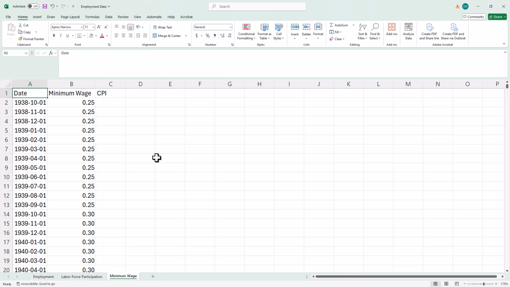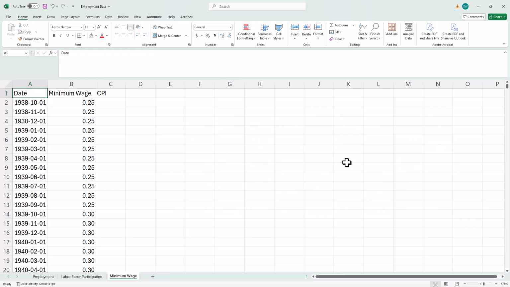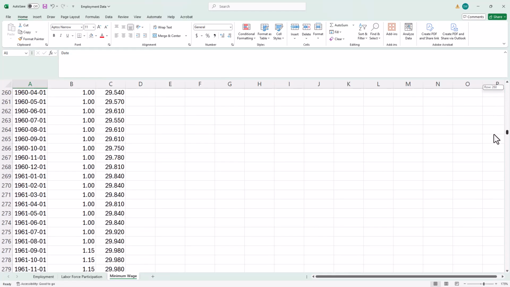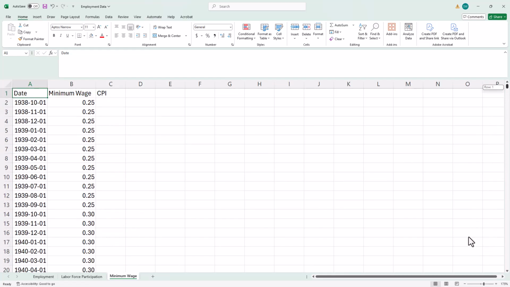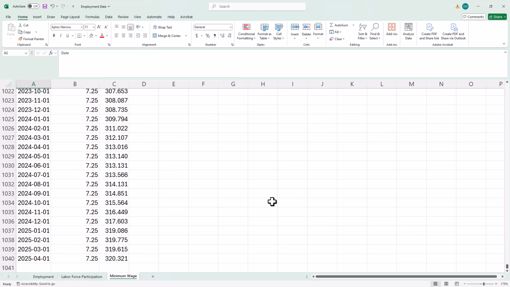The last thing we're going to do today is talk about data on the minimum wage over time. The federal minimum wage in the US started out in 1938 at 25 cents an hour as established by the Fair Labor Standards Act. Periodically, the minimum wage has gone up, and if we scroll down through history here, we can go all the way to the present day where the minimum wage stands at $7.25. But this number does not tell the whole story by itself.